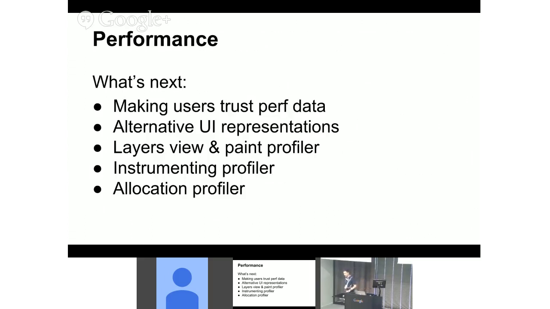Then we're looking for new experiences UI-wise, and I'll be showing some demos for that. And performance is now rendering performance. It used to be JavaScript performance. Now it's rendering performance, and we need to get data on layers. We need to get data on paint. We need to provide a lot more details into what's going on in the rendering pipeline. Also working on improving our instrumentation for profiler so that we could show the number of calls, and allocation profiler to show actual stacks for allocations.